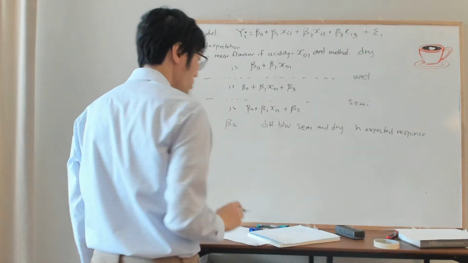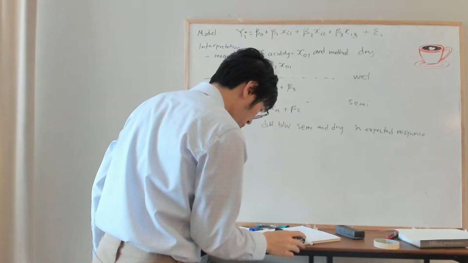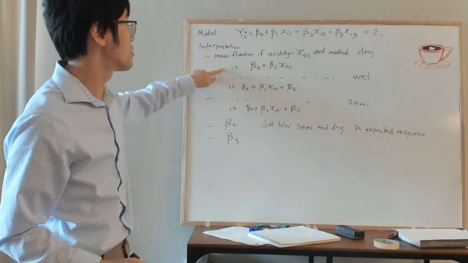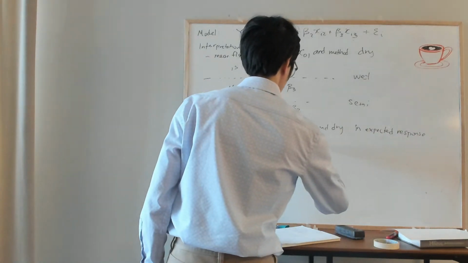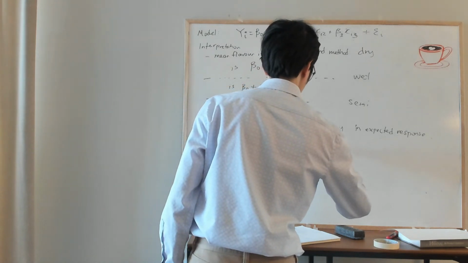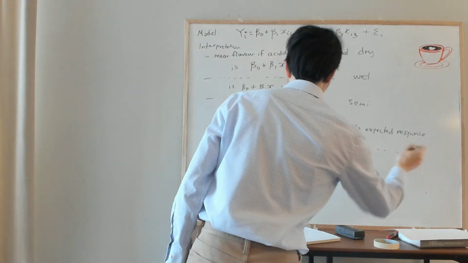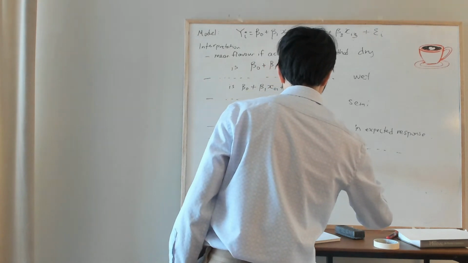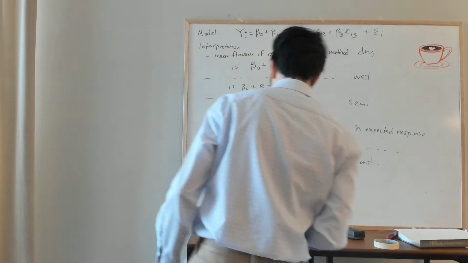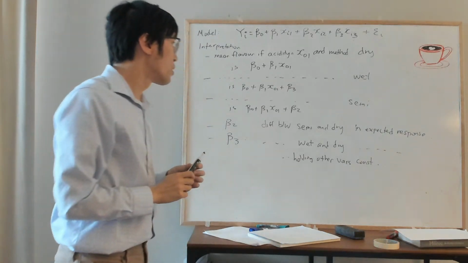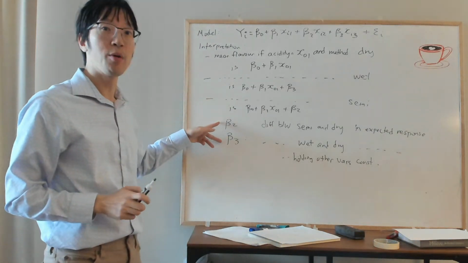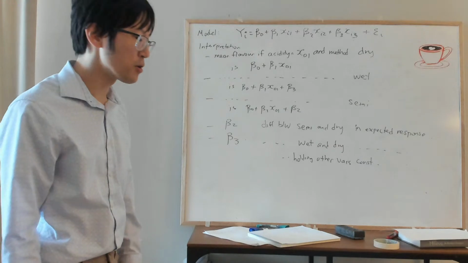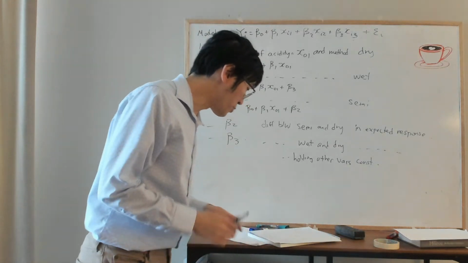Okay, so that's implied here. And similarly, we look at beta 3. Beta 3 is the difference between wet and dry. Okay, and then, holding other variables constant. Okay, so in effect, these parameters are now capturing differences between categories. Okay, so that's their corresponding interpretation.